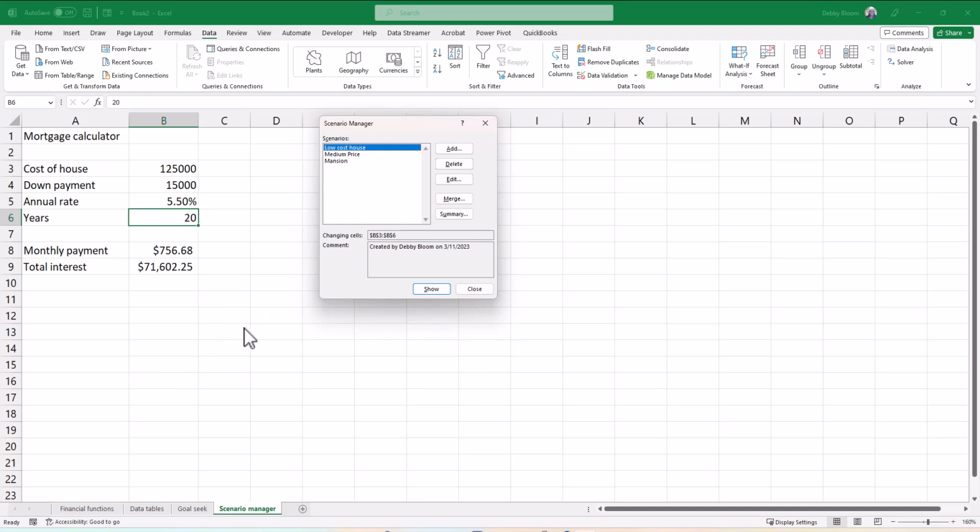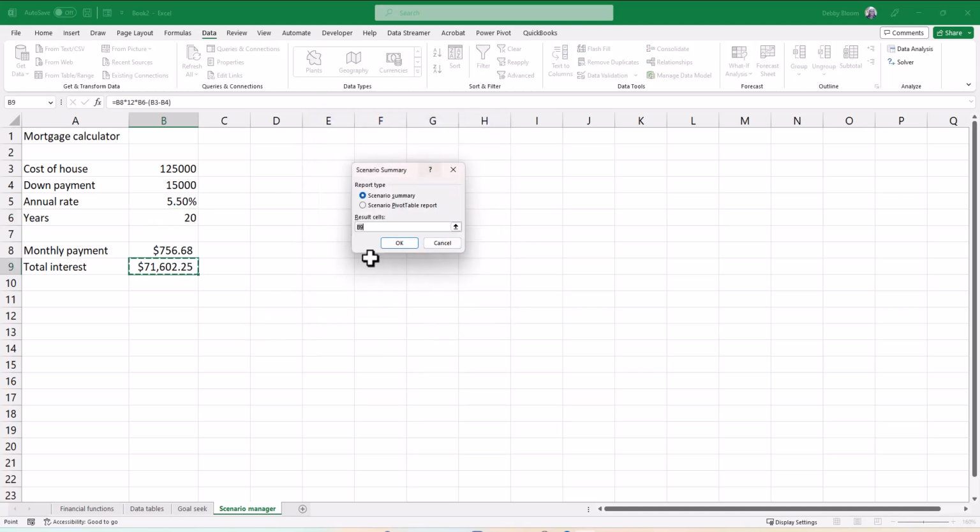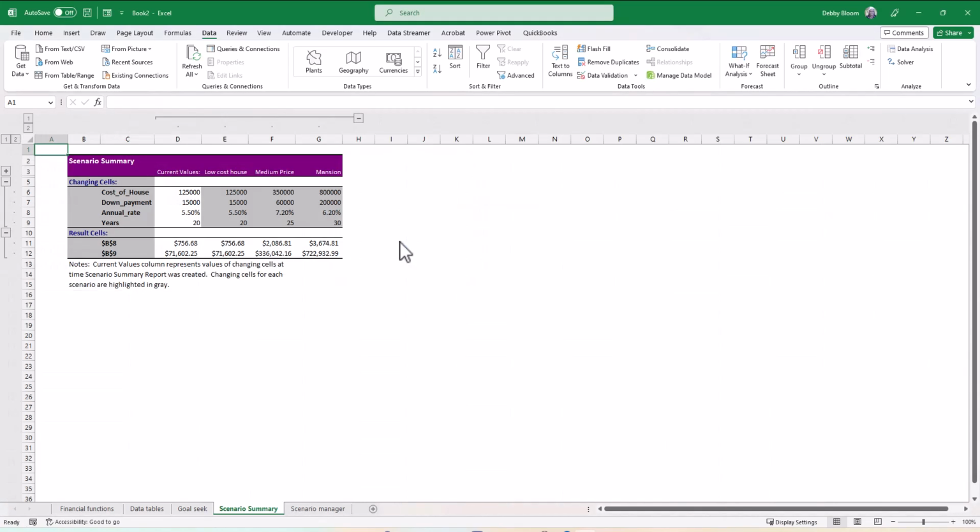But the nice thing about Scenario Manager is the summary that it generates. So now I can click Summary, and I'm just going to choose a Scenario Summary. But for my result cells, I want 2. I want the monthly payment and the total interest. So in the result cells, I'm going to click on the range B8 to B9. I'm going to click OK, and Excel is going to create a new sheet with my summary.